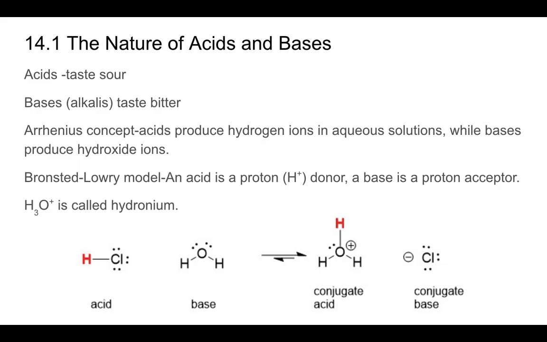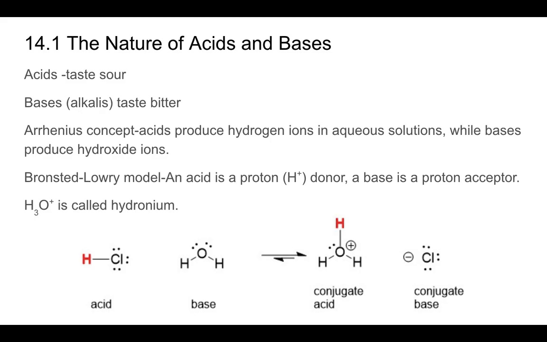So in that case, hydronium would be acting as an acid, and the chloride would be acting as a base, because if we're looking at this reaction in reverse, the hydronium is donating a proton to chloride, and chloride is accepting the proton. So by the Bronsted-Lowry definition, in the reverse direction, hydronium is an acid and chloride is a base.